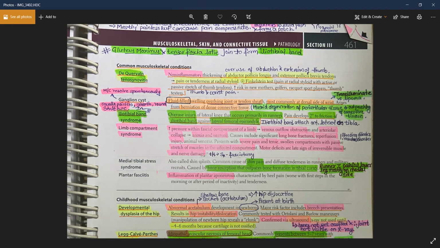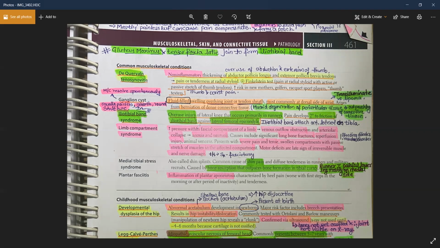Whenever I get an increase in pressure in these compartments, I can get the compression of my nerve and the compression of the artery or the vein in that area. And that produces all the symptoms of compartment syndrome. The increase in pressure could be due to the disruption of the venous outflow, or arteriolar collapse that can lead to anoxia and necrosis. It can happen after long bone fractures. It can happen after reperfusion injury.